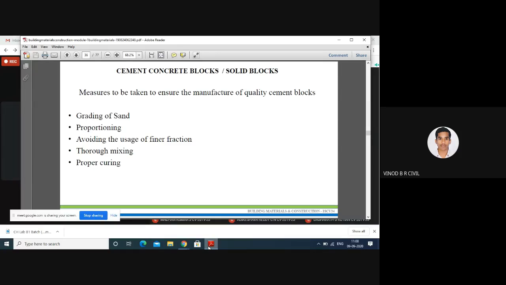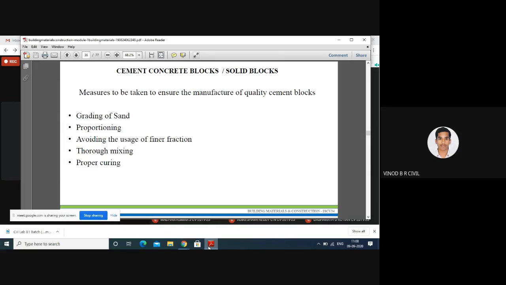And avoiding the usage of finer fraction. What is the meaning of finer fraction? In a sieve analysis, I already mentioned there is a set of sieves: 4.75, 3.26, 2.36, 1.18, 600, 425, 300, 150, and 75 micron sieve. From 4.75 to 75 we can expect good fine aggregates. The particles passing the 75 micron sieve, we call finer.